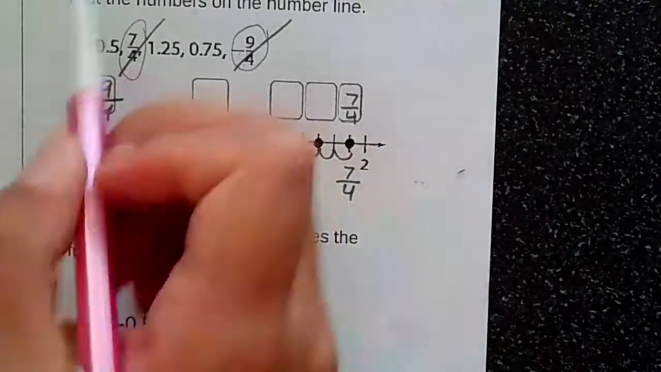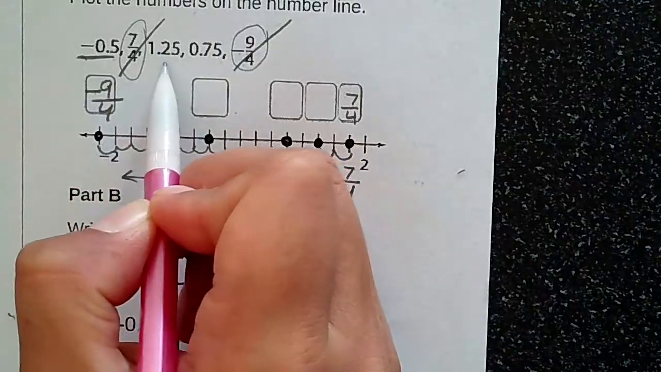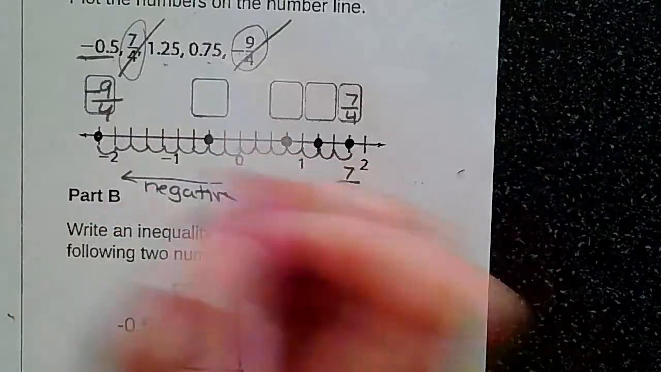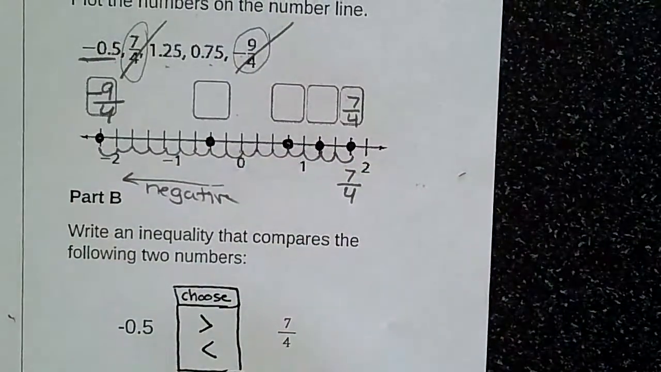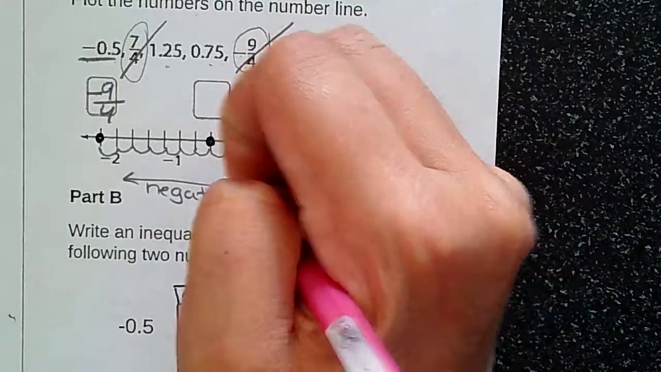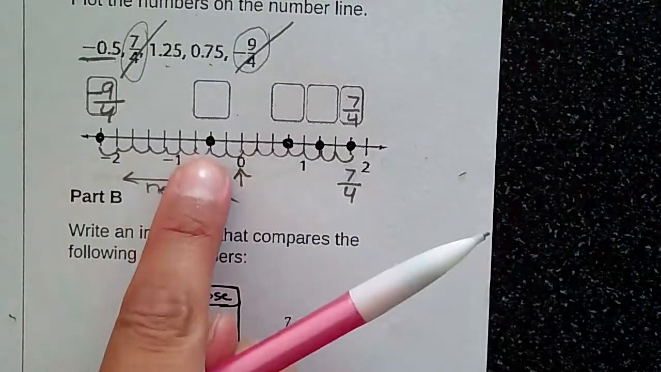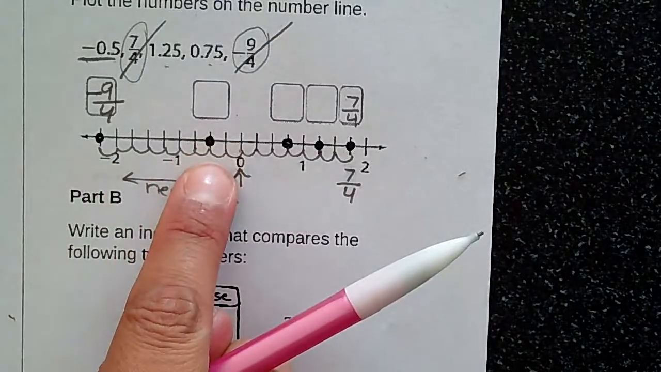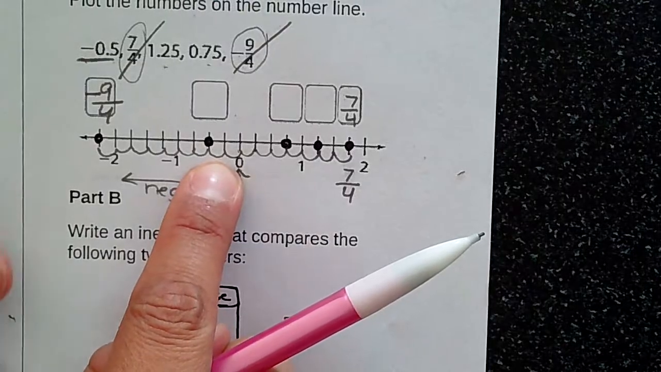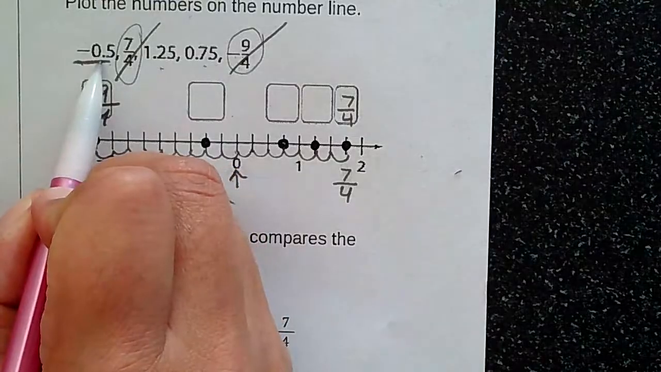I only have one negative left. This is negative, this is positive, and this is positive. So I'm going to do the negative. Which other number, here's my 0 right here, which other point is to the left of the 0? The only one that I have is right here. So that has to be -5/10. Or you can read it as -1/2.